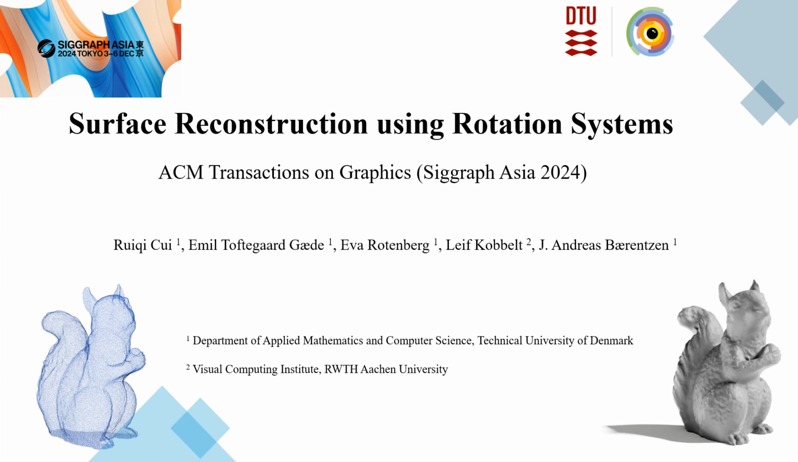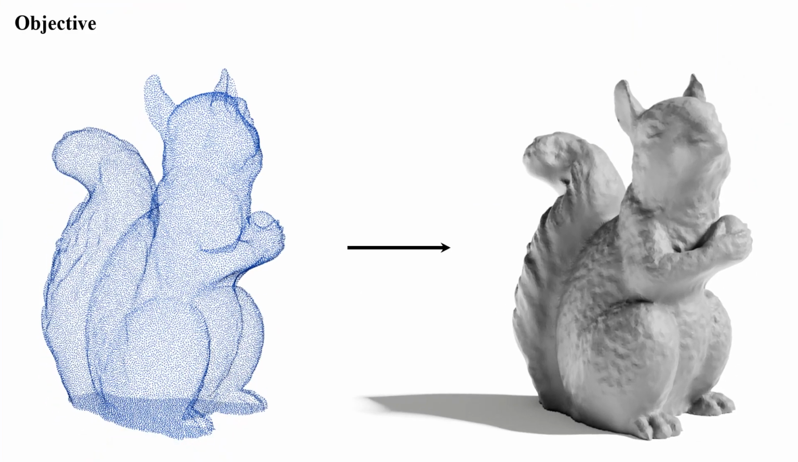This is a short presentation about our work, surface reconstruction using rotation systems. As the title suggests, our work is covered by two main terms, surface reconstruction and rotation systems. It's straightforward to understand the goal of this work, and you might already be familiar with it.